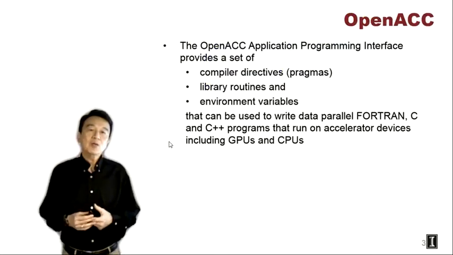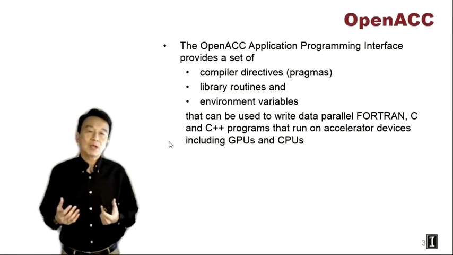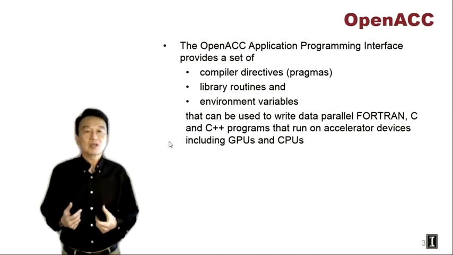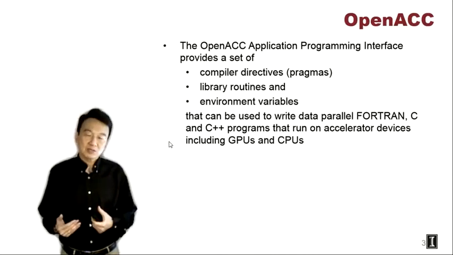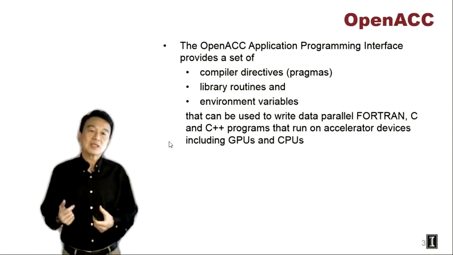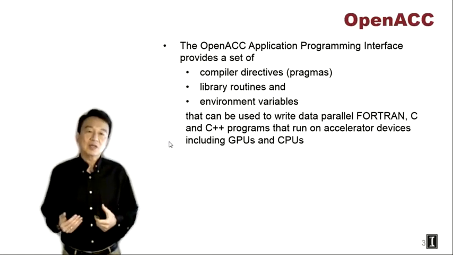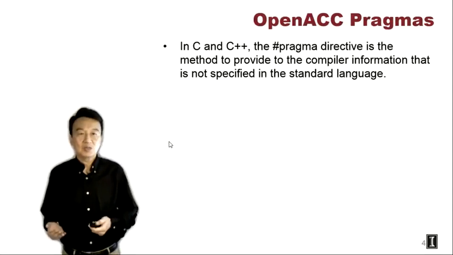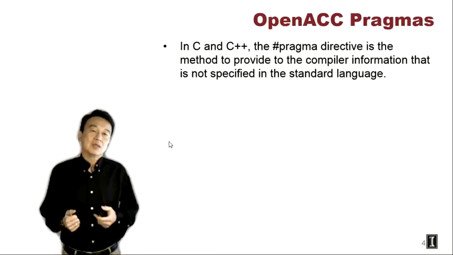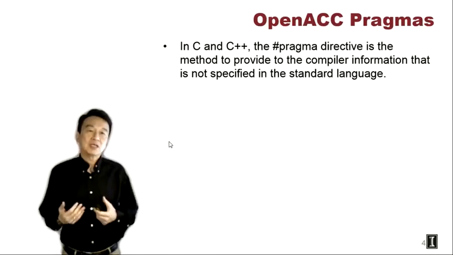The OpenACC programming interface consists of mainly three parts. The first one is compiler directives, or pragmas. The second one is a set of library routines. And the third one is environment variables. All together, these can be used to write data parallel Fortran, C, and C++ programs that run on accelerated devices such as GPUs and CPUs. So the heart of the programming is about inserting OpenACC pragmas into your program.